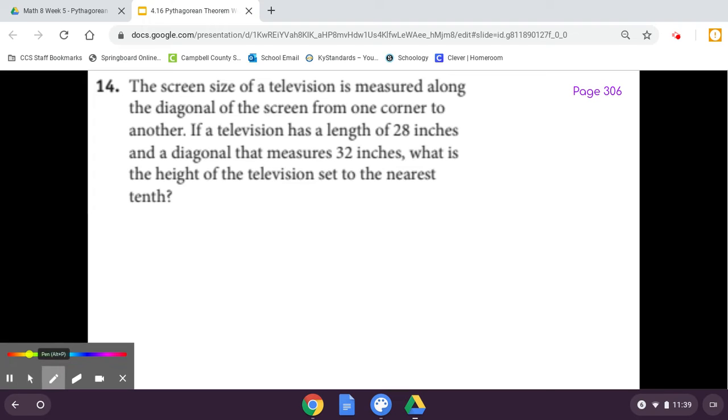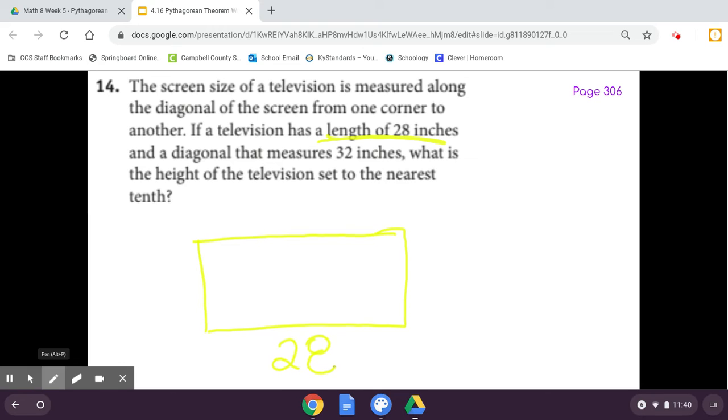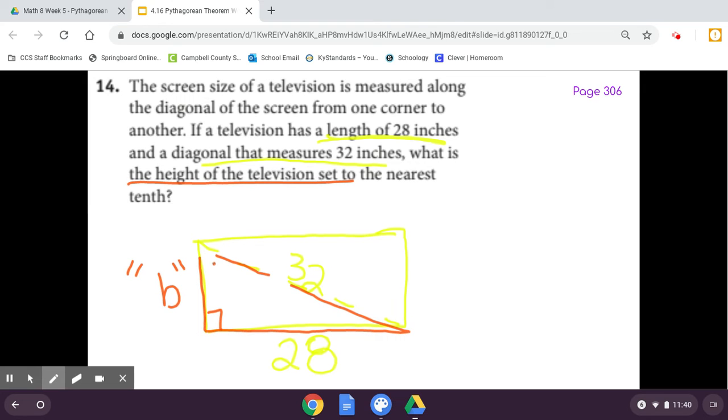So this one here, well, not last, second to last, is a TV screen. So here's the TV screen. It says that the length is 28 inches and the diagonal is 32 inches. And then it asks us, what is the height? So this is going to be our B. There's our right triangle here. You can kind of see it within the TV.